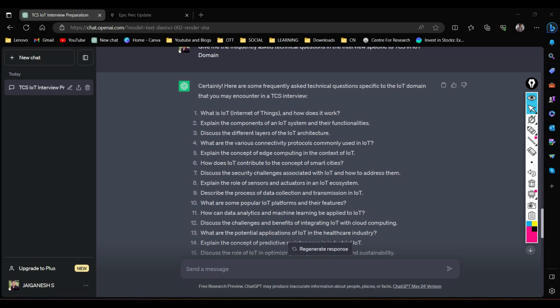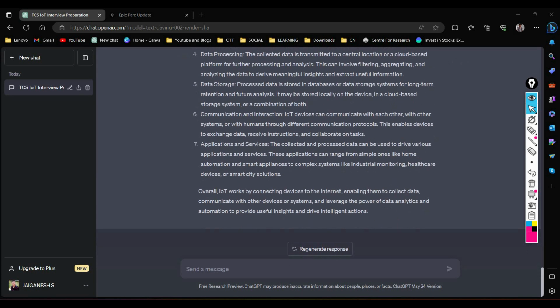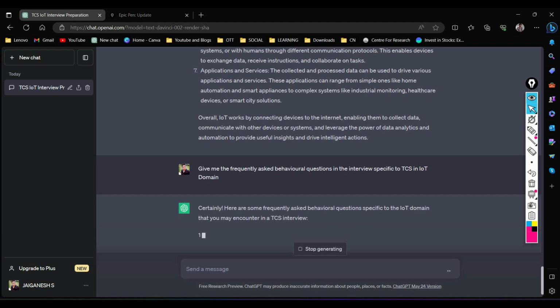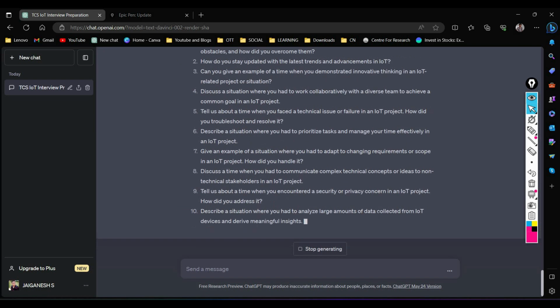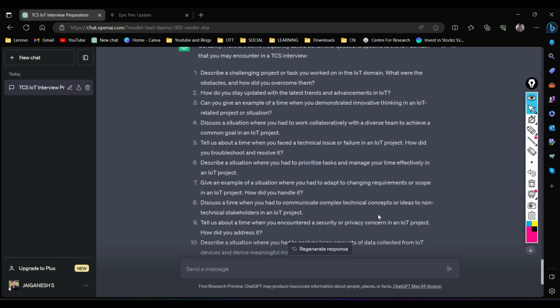Now, coming to the second type of question, which is behavioral questions. Here is the tricky part. Now I will ask my ChatGPT to give me some frequently asked behavioral questions which are specific to the TCS interview. Answering technical questions becomes easier when you have a strong foundation in the fundamentals. But answering behavioral questions needs a little bit of effort.